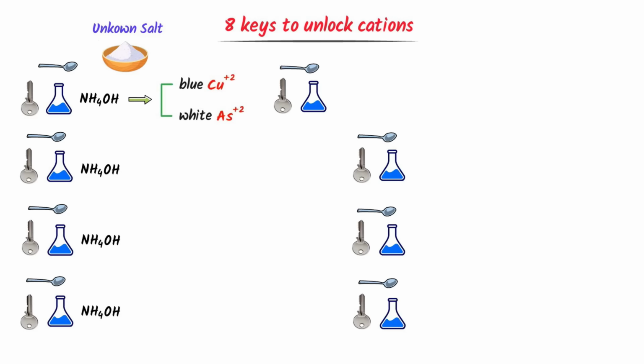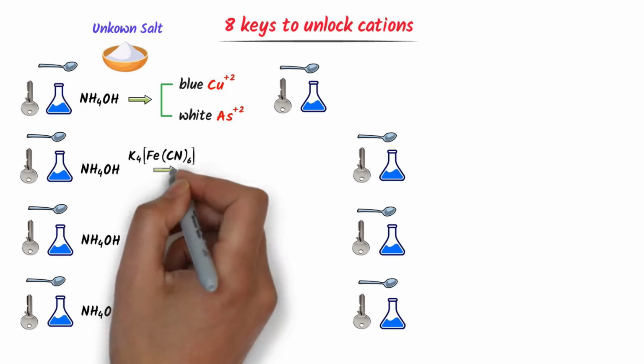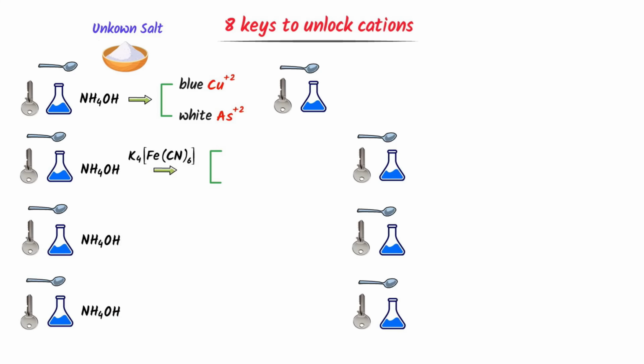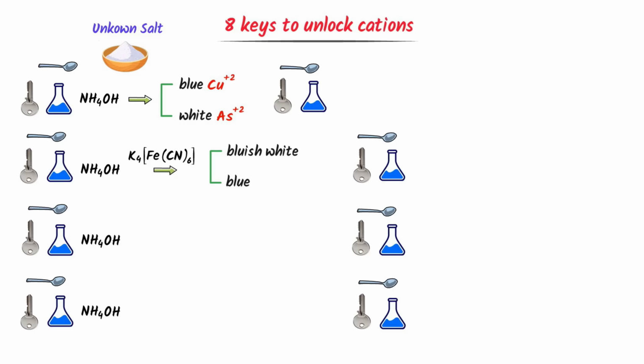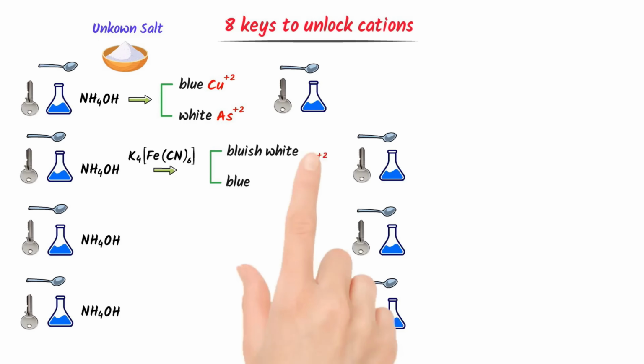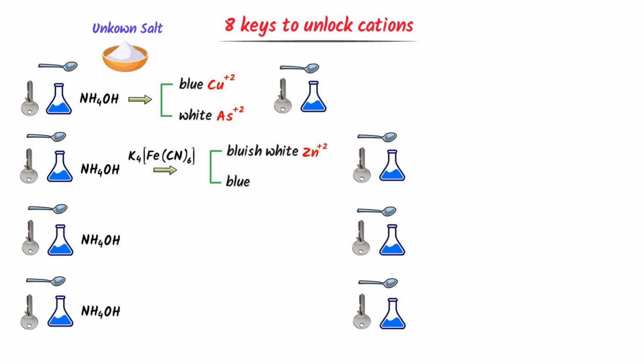Now in the second key, I add ammonium hydroxide plus potassium ferrocyanide. We get 2 possible answers, bluish white or blue color. The bluish white indicates the presence of zinc ion and the blue color indicates the presence of iron ion. If the first and the second key do not work, I will use the third key.